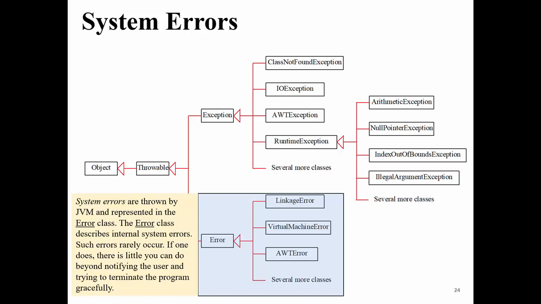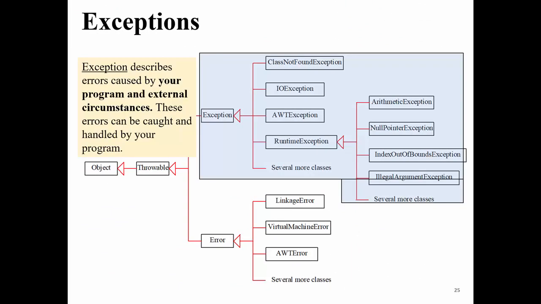So if you have an error in your code, then there is no way to recover from this error. The app or the program should be terminated. The other part is about the exception. This exception is generated from your code or any external circumstances. As you can see, everything is inherited from the exception objects.